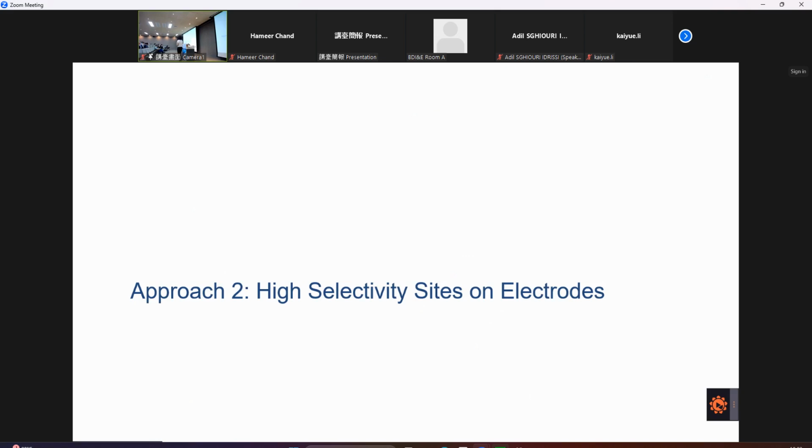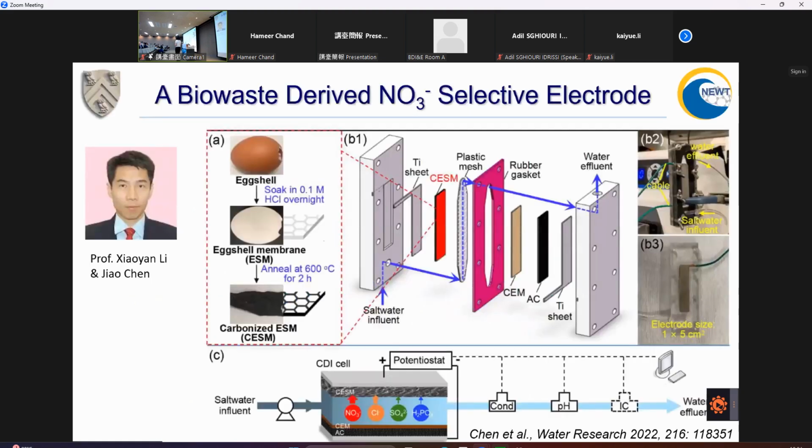Okay, a second approach I wanted to talk to you about is to introduce selective absorption sites on the electrode itself. So yesterday, Professor Xiao Shu talked about his work and how you can trap PFAS on the electrode. And so this is a fairly similar approach. And here our target is nitrate and chromate. Both are notorious groundwater contaminants.